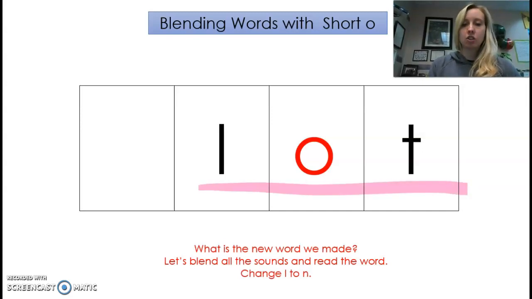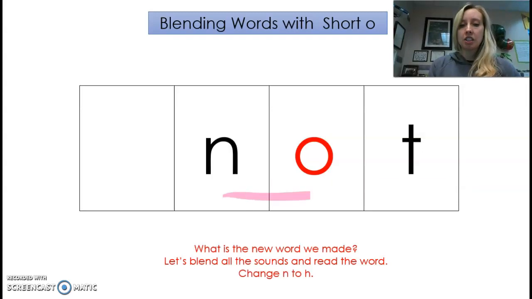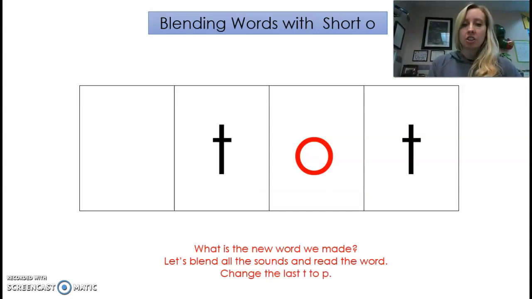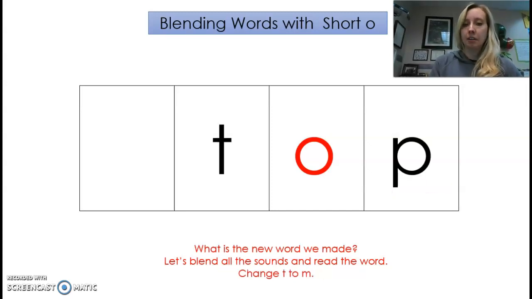Change the l to n, not. Change the n to h, hot. Change the h to t, tot. Change the t at the end to p, top. Change the t to m, mop. Change the o to a, map.